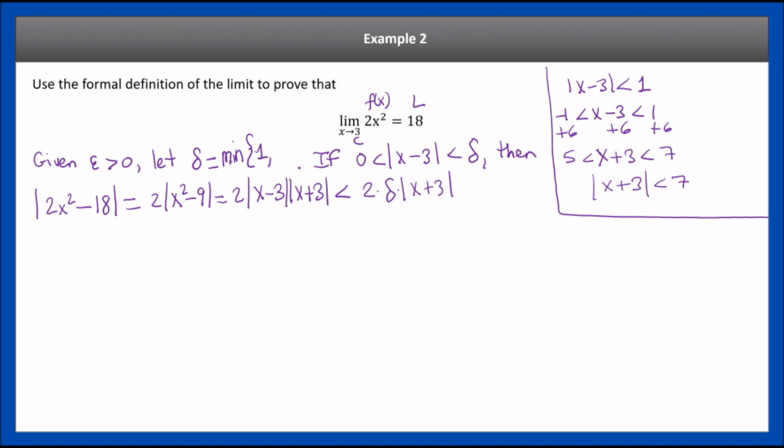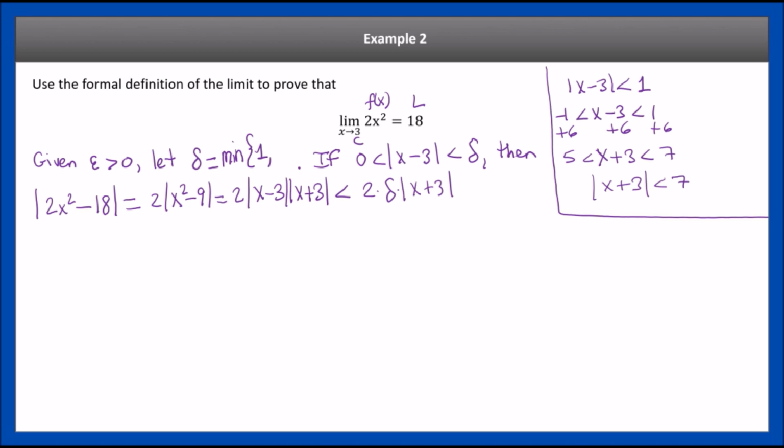Okay, so remember that this doesn't really change anything, because if the absolute value of x plus 3 is less than 7, then that means x plus 3 is less than 7. That also means that x plus 3 is greater than negative 7, but we stated here that x plus 3 is greater than 5 already. So really, this is more of a restriction, right? But now we're just focusing on the 7 part, and then we're going to use that.